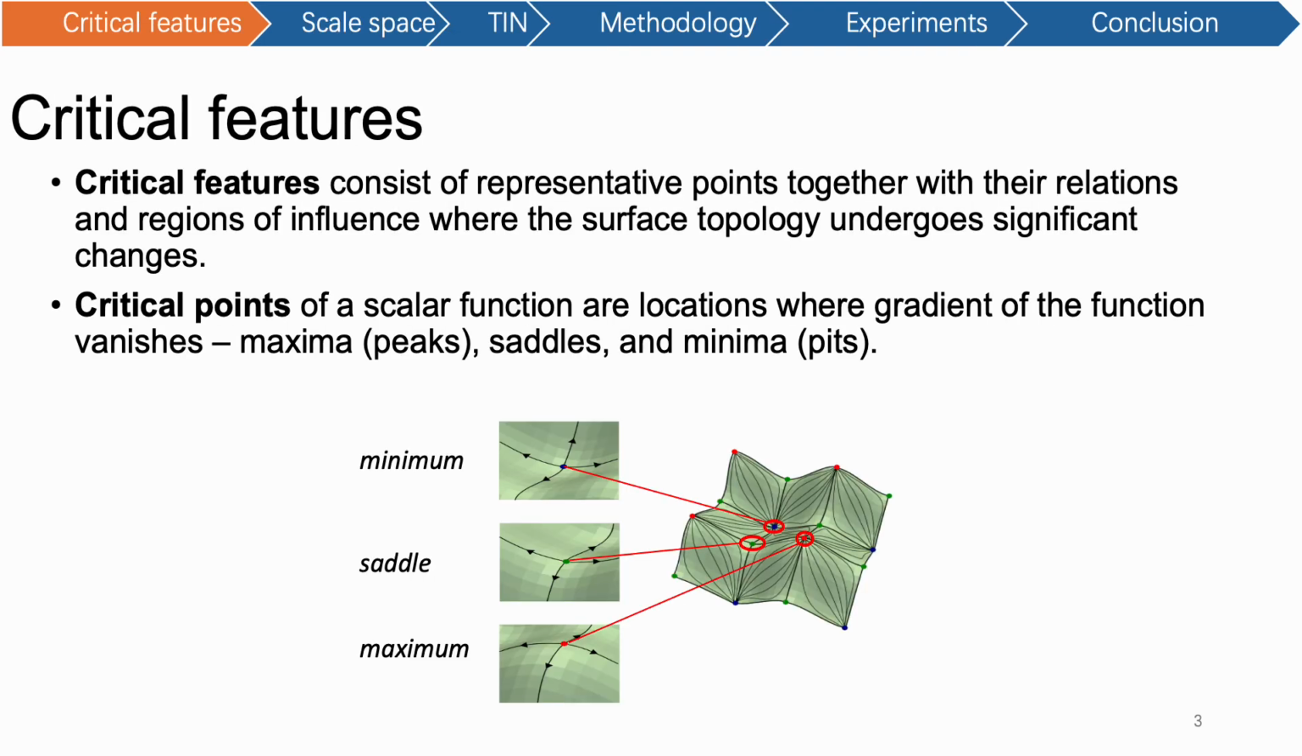Critical features are features consisting of representative points together with their relations and regions of influence, where the surface topology undergoes significant changes. For terrain surface analysis, which is the main focus of our work, critical points are locations where the gradient of the function vanishes. That's to say, critical points contain peaks, saddles, and pits of the terrain.